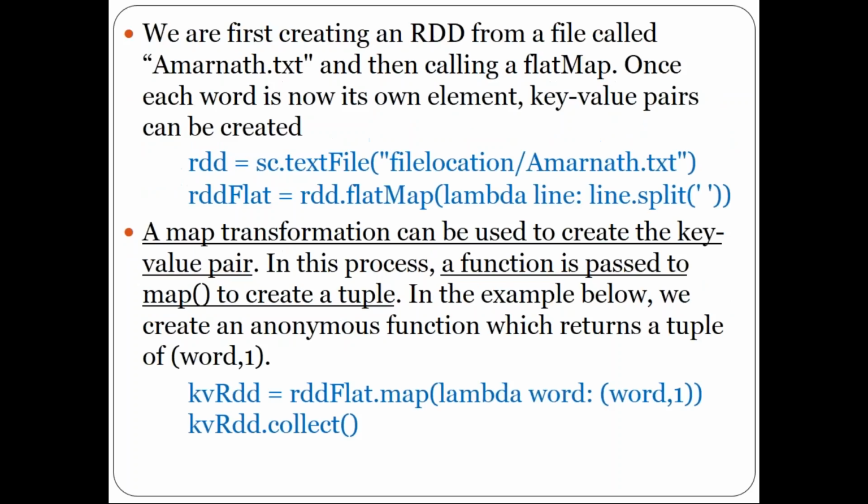Okay, next slide. Now, we are first creating an RDD from a file called amarnath.txt and then calling a flatMap. Once each word is its own element, key-values can be created. For example, a map transformation can be used to create a key-value pair. In this process, a function is passed to map to create a tuple. In the example below, we create an anonymous function which returns a tuple of (word, 1). Let me go and show you the practicals now, how I'm going to create a key-value pair.